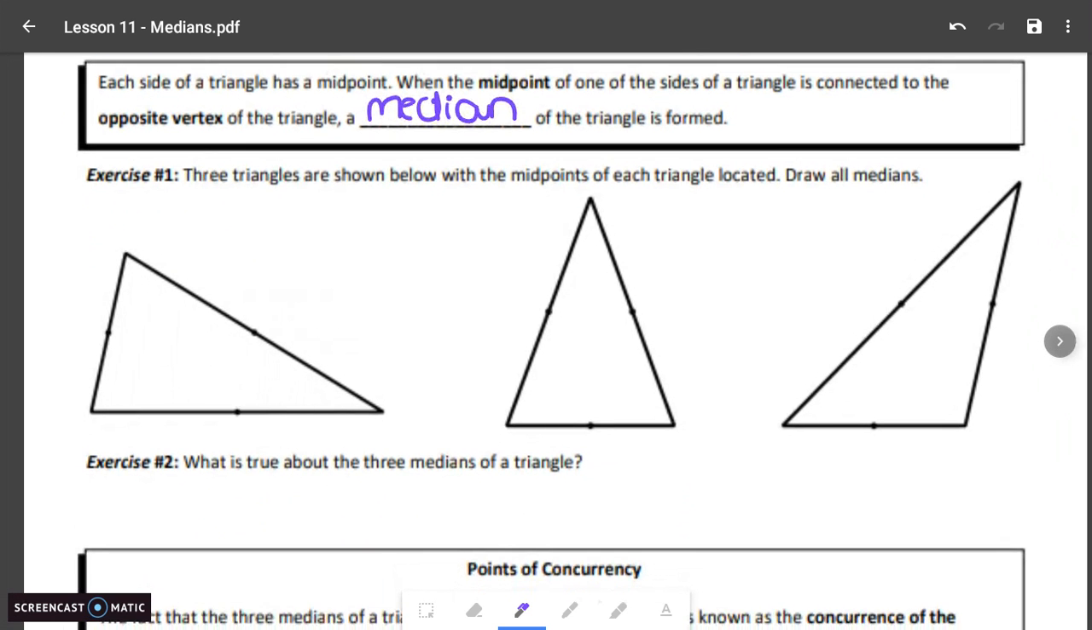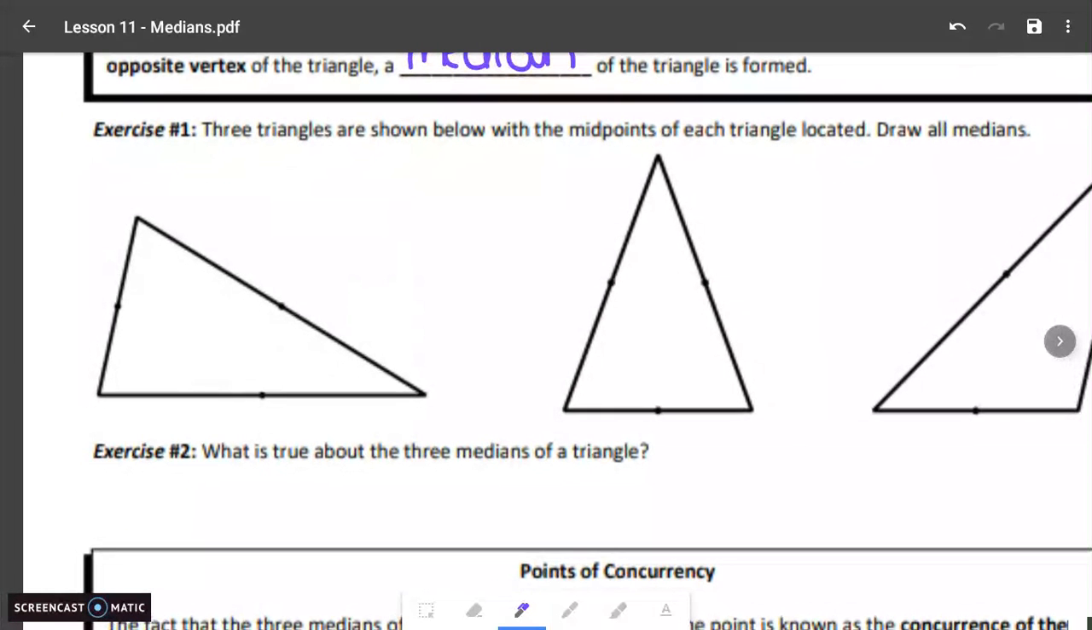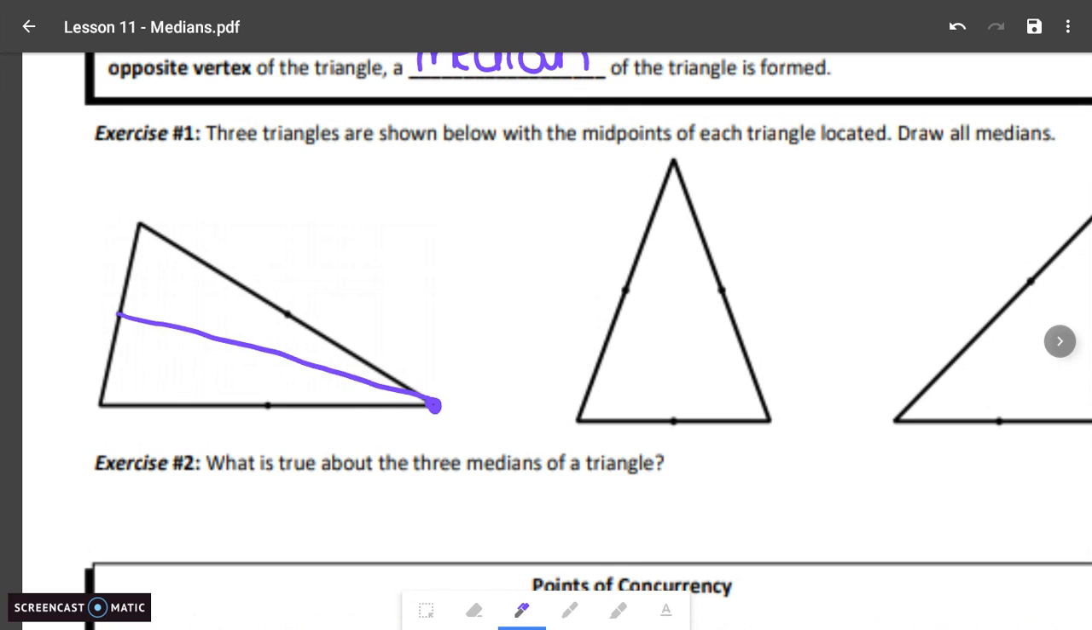So in these three pictures here, we're going to connect them. So what I mean here is if we have a vertex, when I connect it to the opposite side's midpoint, this is a median. Okay? Just like here, connect to the opposite side, we get a median, and vertex to the opposite side's midpoint, we get a median.